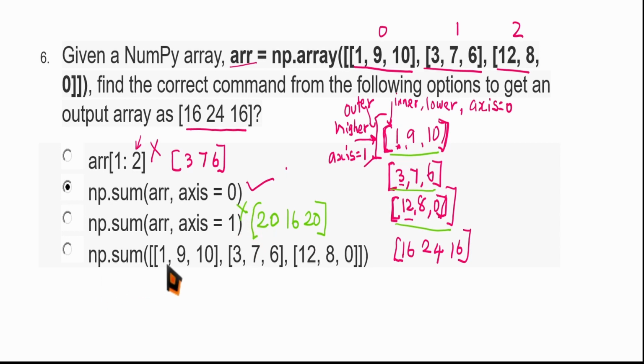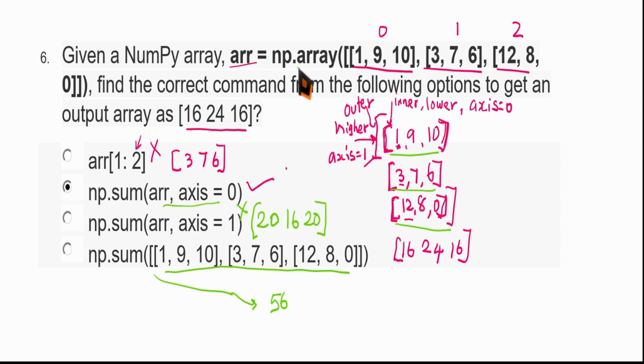If you just give the array without mentioning any axis, then all the elements will be added. That means 1 plus 9, 10, plus 10, 20, 30, 36, plus 20, 56. So for this, you will get the answer 56. So the correct answer is this option. You have to add elements along axis 0. So this is the correct answer.